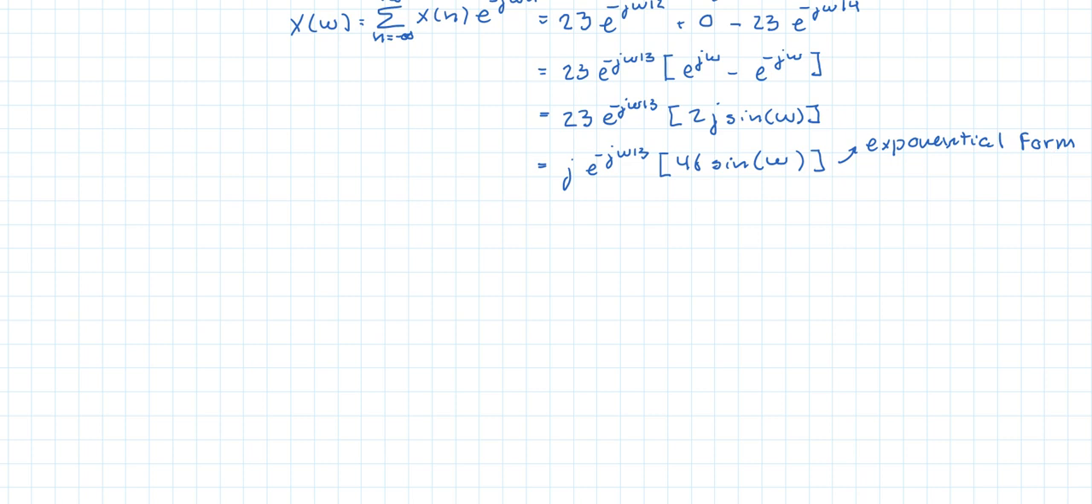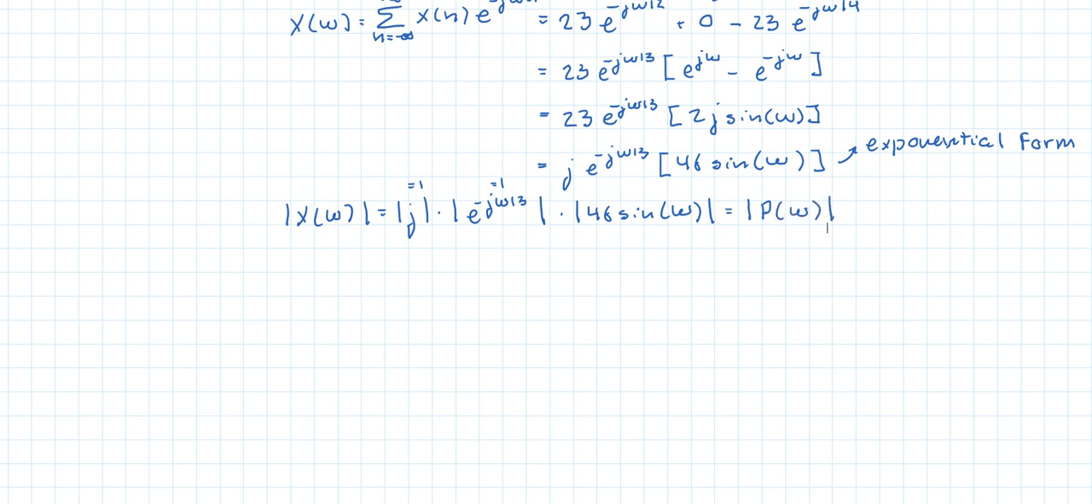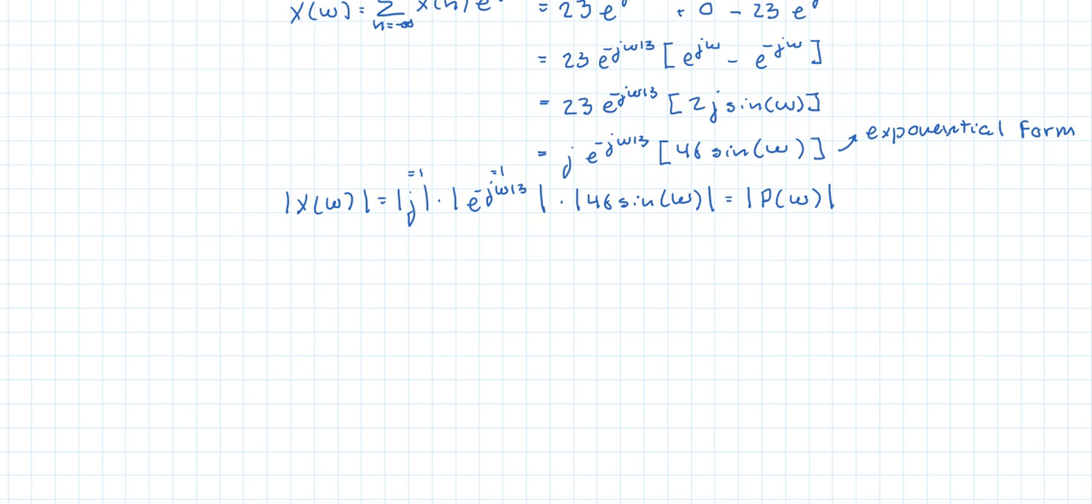Okay, so let's calculate the norm. The norm of x of omega is equal to the norm of j times the norm of e to the minus jw13. That's equal to 1, times the norm of 46 sine omega. And so all that is the norm of p of omega, as in the two previous examples. So let's now take the argument.